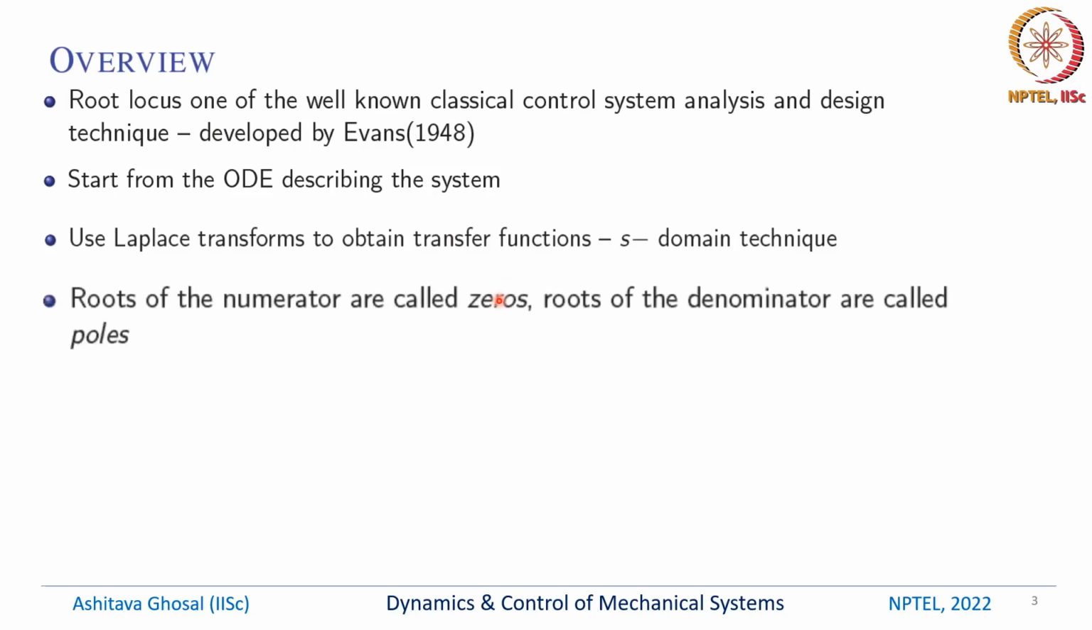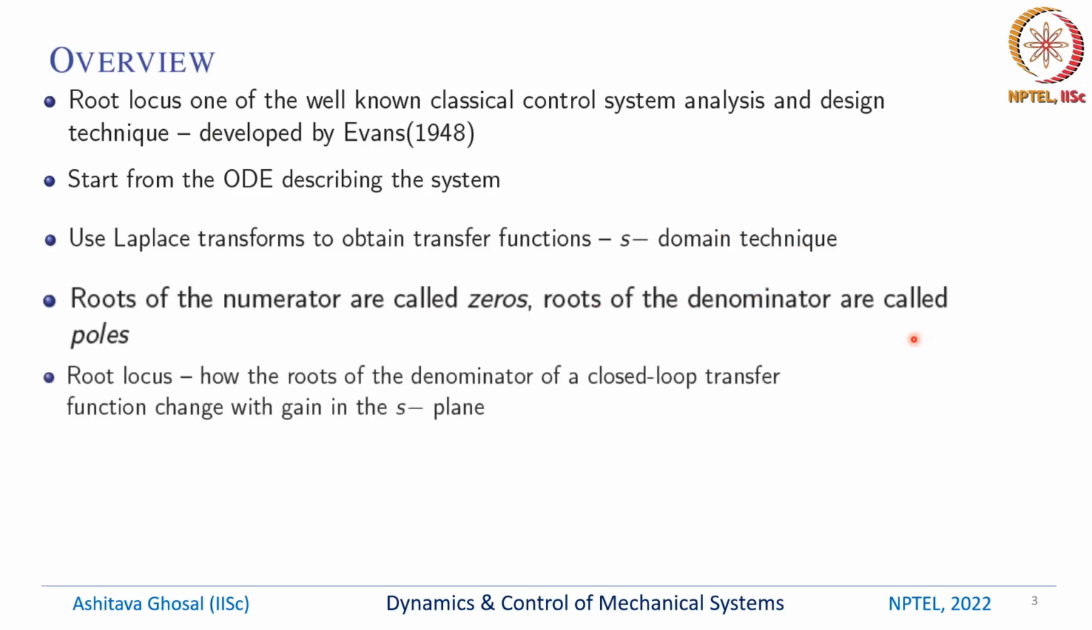The ratio of the output to the input can be written in terms of two polynomials. So we can have a numerator polynomial and a denominator polynomial. The roots of the numerator polynomial are called the zeros of the transfer function, and the roots of the denominator are called the poles of the transfer function.